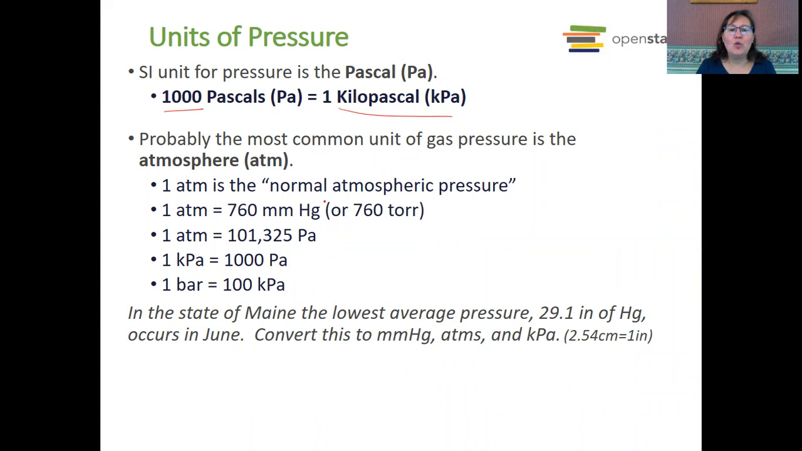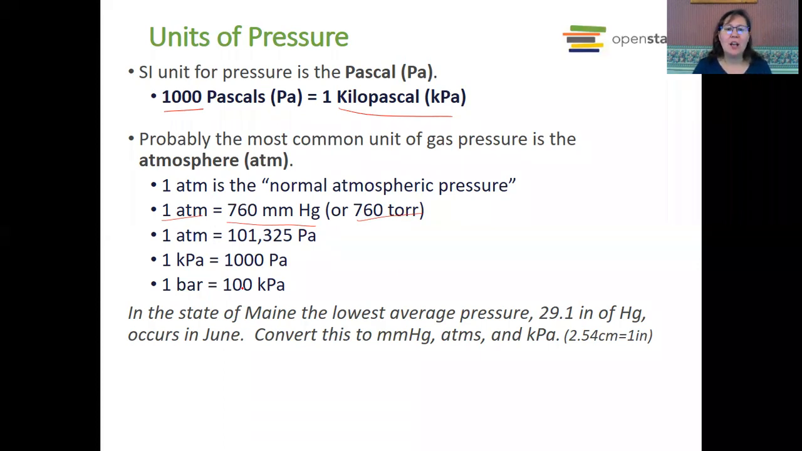1 atmosphere is the normal atmospheric pressure, a standardized quantity where 1 atm is equal to 760 millimeters of mercury, or 760 torr. We don't usually use torr as often anymore because the torr is now slightly different than 760 millimeters of mercury, but you will see them used to indicate the same thing. 1 atmosphere is also 101,325 pascals. 1 kilopascal is 1,000 pascals, and sometimes you will see pressure in bars. 1 bar is equal to 100 kPa.